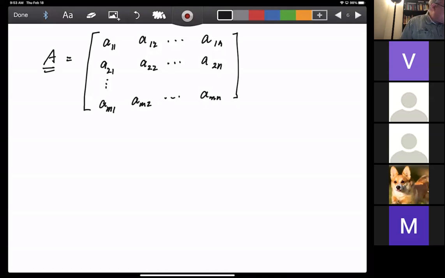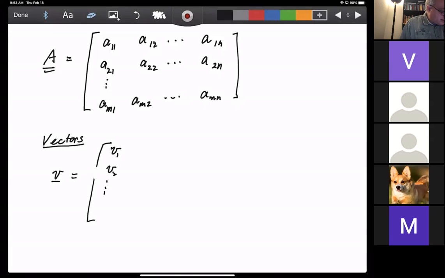So we can talk about vectors as well. Let's say we had a vector v that looks like this: v1, v2, all down to vn. So this is a vector. I'm going to call this a vector sometimes, but notice that this is just a special type of matrix.